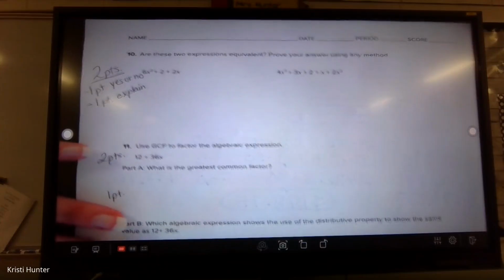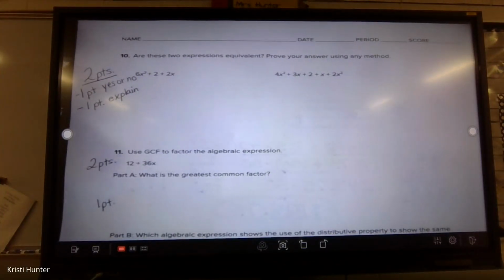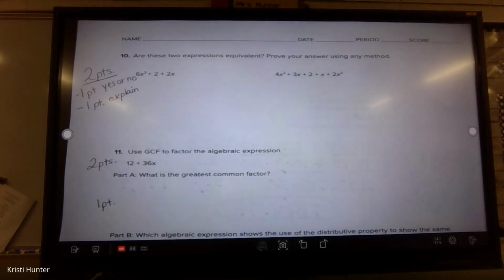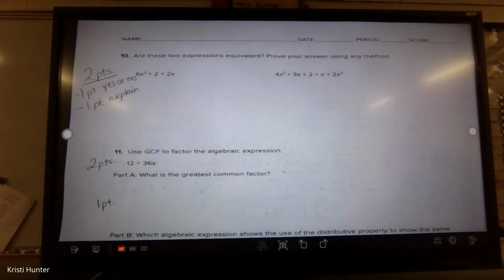All right, the final 3 problems on the back. Number 10. Are these 2 expressions equivalent? Prove your answer using any method. So we went over 2 methods here. One of the methods was substitution. So you could substitute in a value, or you could use the method that we just did.